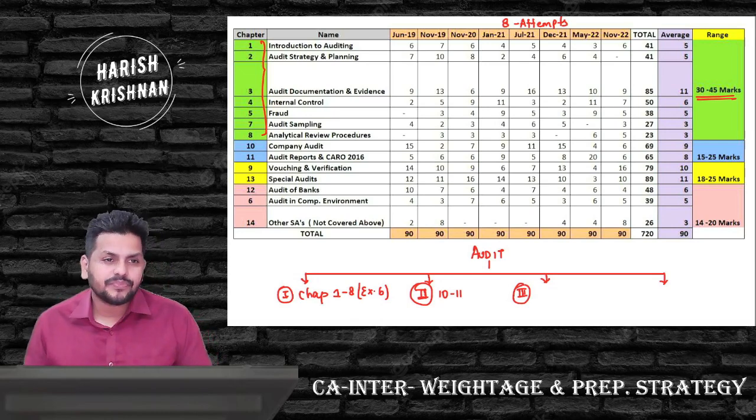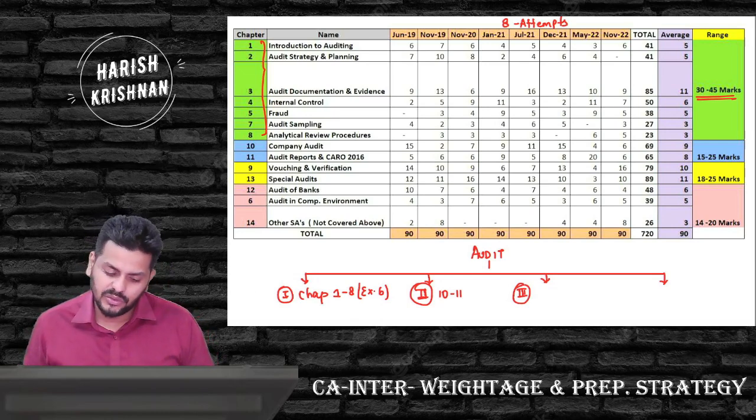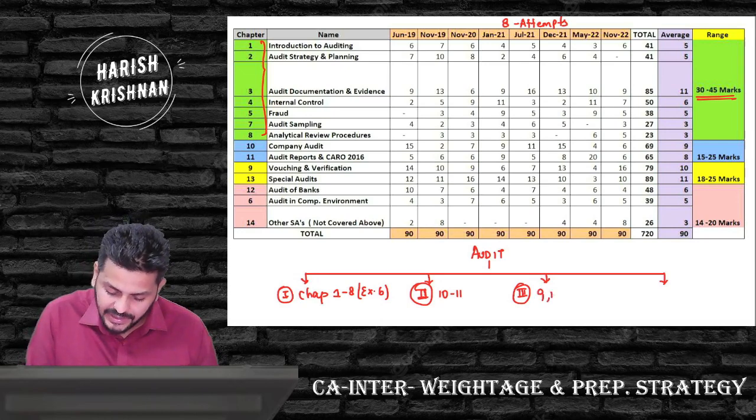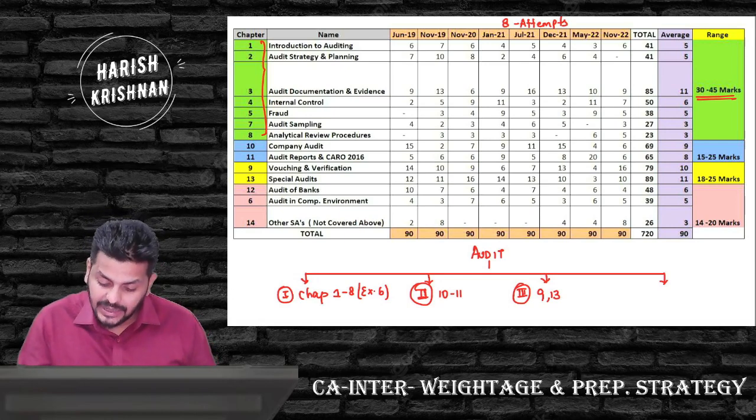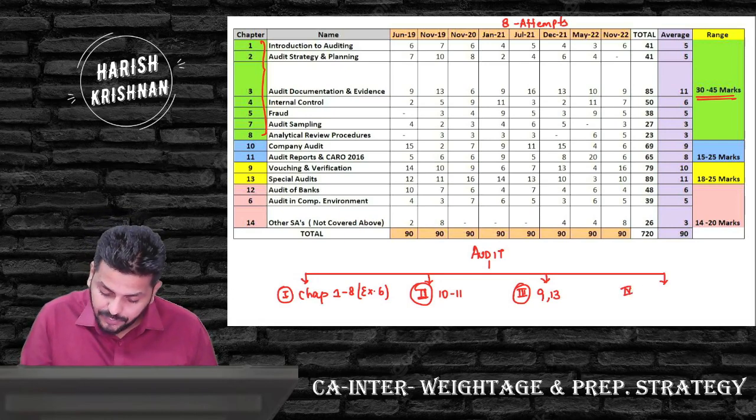Then the third part is something that many people don't like, but I will give you an easy way. All I'm going to do is to hook you up to a particular video which will help you solve these 2 chapters, 9 and 13, which are a very integral part of the syllabus, but there's a lot of theory in that. And the fourth part, I'm categorizing it as miscellaneous, wherein you have audit in computerized environment, audit in banks, and the leftover standards.